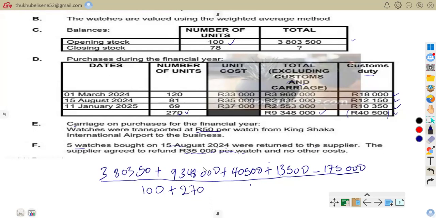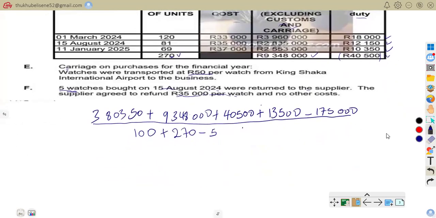So there are units that we returned. How many units did we return? 5 units because we returned 5 watches that we bought. So we are saying minus 5. So all this is going to give us, if you add this, and then minus these returns, you are going to get 13 million and 30,500.